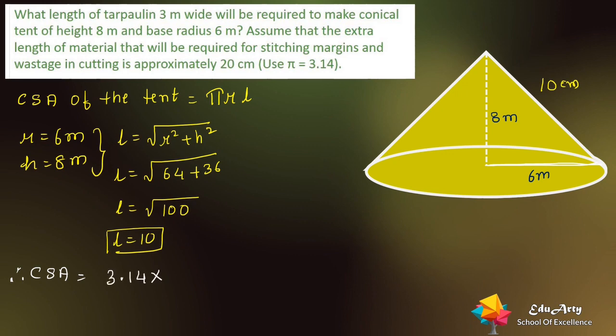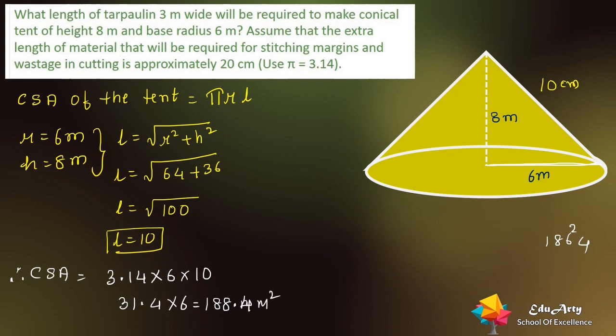That's equal to 3.14 into R, which is 6, and into L, which is 10. So basically it is going to be 31.4 into 6. Correct? That is equal to how much? 31.4: 6 3s are 18, 6 1s are 6, and this is equal to 24. 188.4. So the amount of tarpaulin that is going to be required is 188.4 meters square.